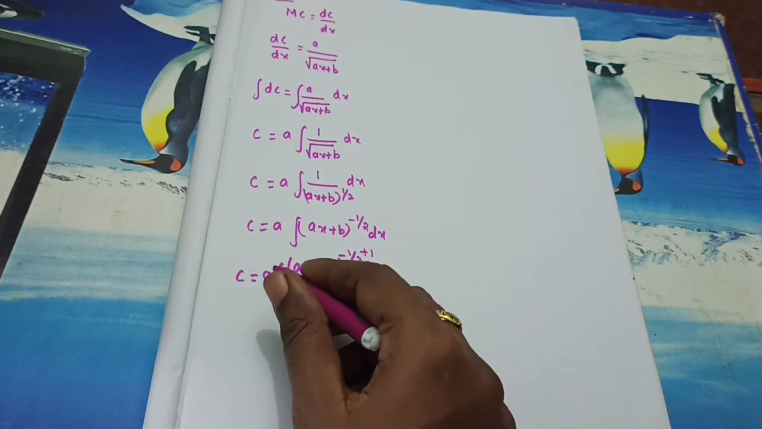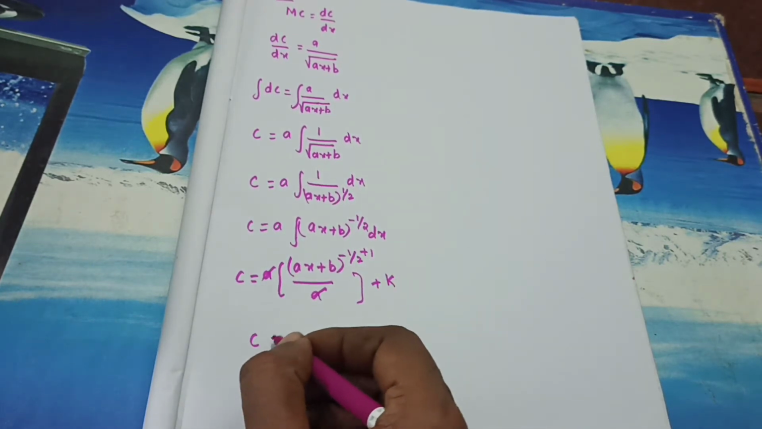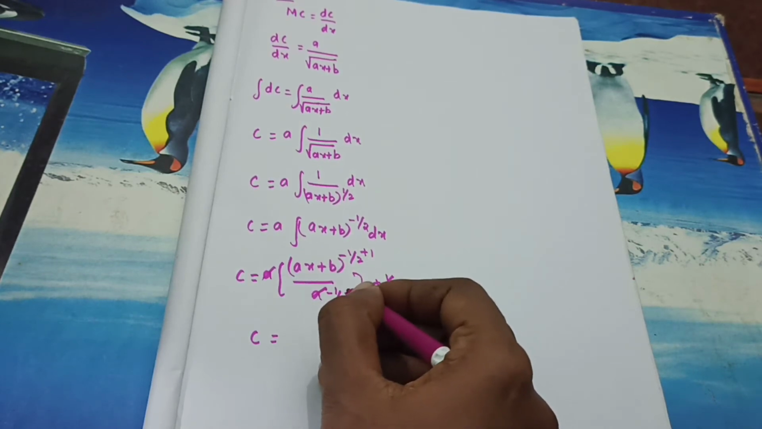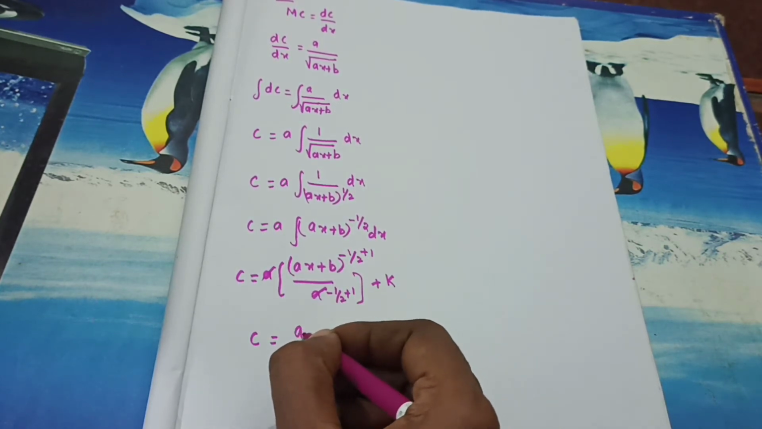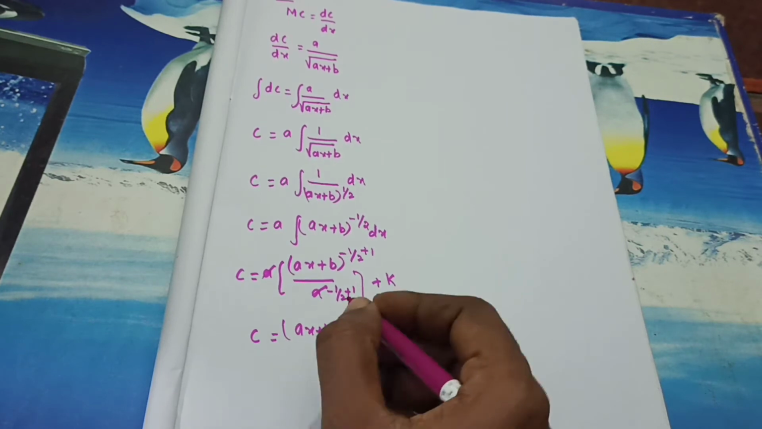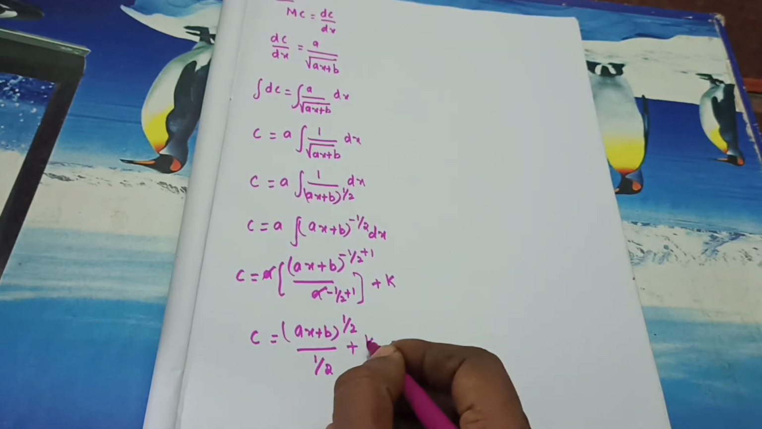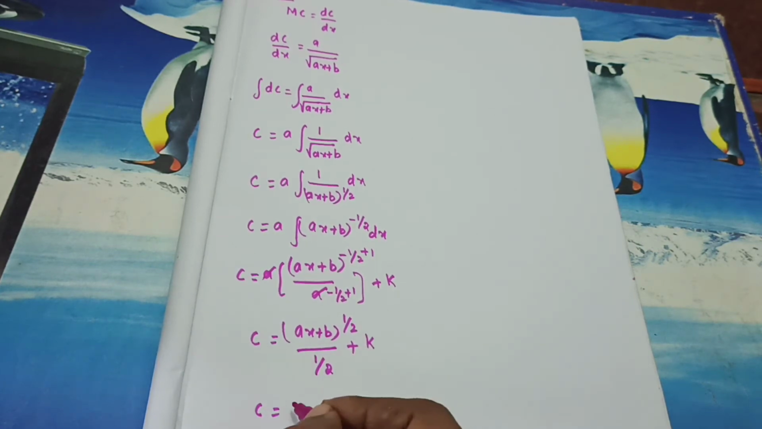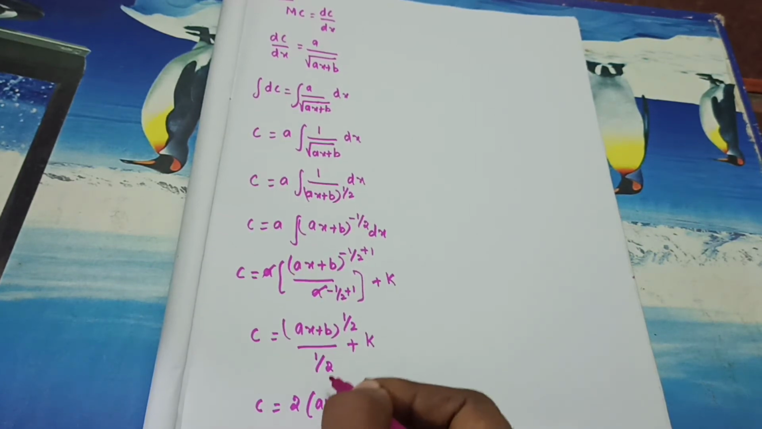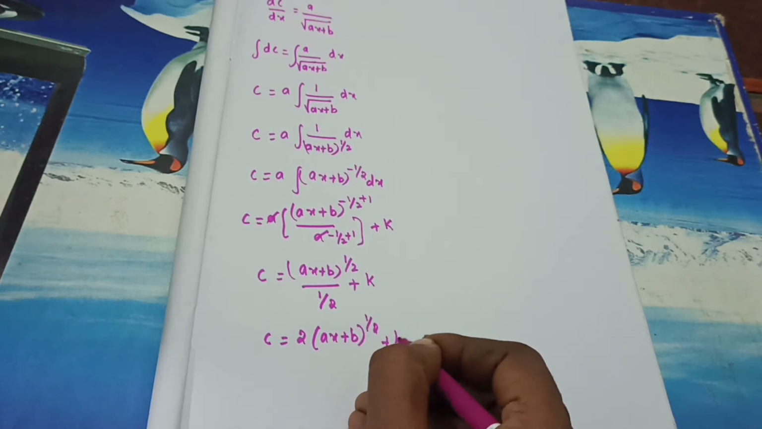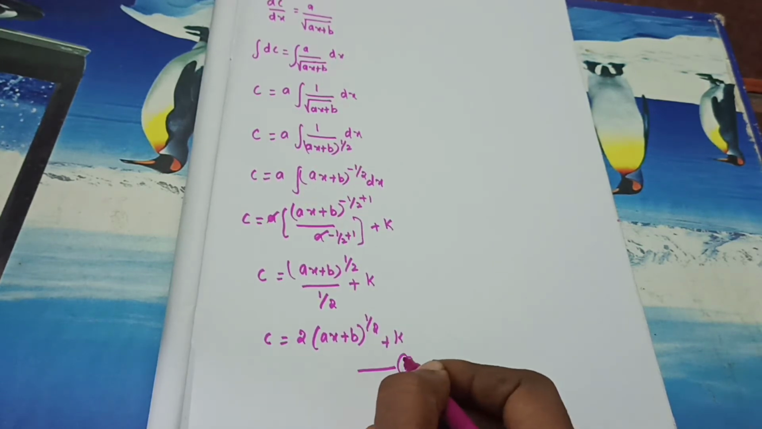So this and this will get cancelled. So what's the value? C equal to a into 1 by minus 1 by 2 plus 1, is it right? So what's the value you get? ax plus b the whole power 1 by 2 divided by 1 by 2 plus k. So if you bring this 1 by 2 here, c equal to 2 into ax plus b the whole power 1 by 2 plus k. Take it as equation number 1.